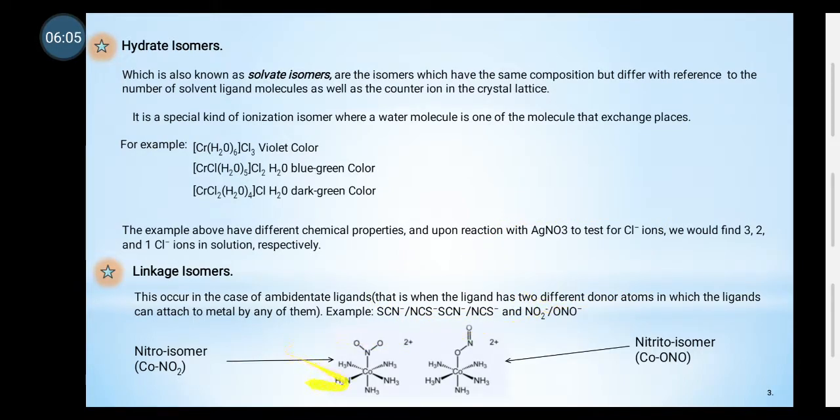So look at this now. These ambidentate ligands tend to attach to the central metal ions. So we have the nitro isomer, with NO2, and here we have ONO. So this is the nitrito. We call it nitrito isomers.